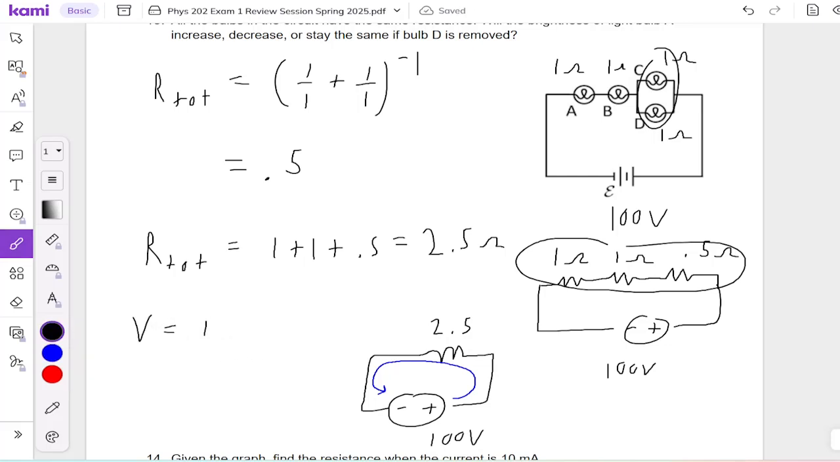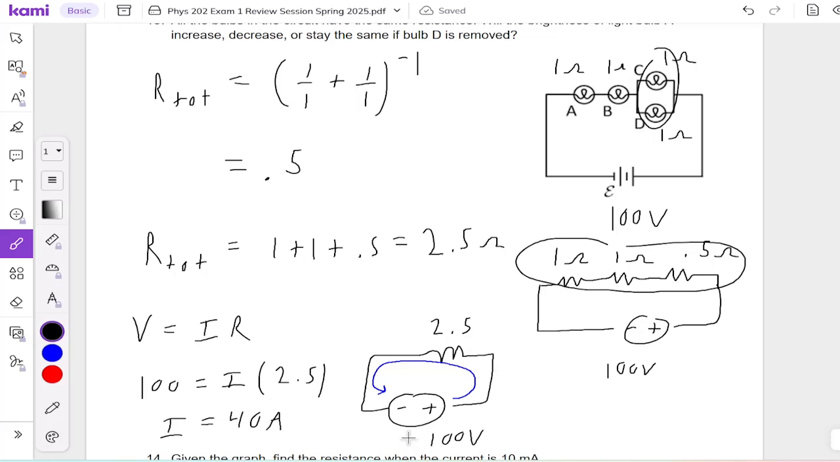So V equals I times R, Ohm's law. Voltage is 100, current is what I'm solving for, and resistance is 2.5. So that's going to be I equals 40 amps. Okay, great. Well, now what, right?